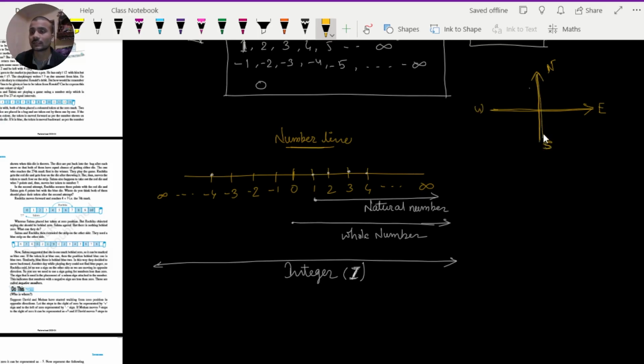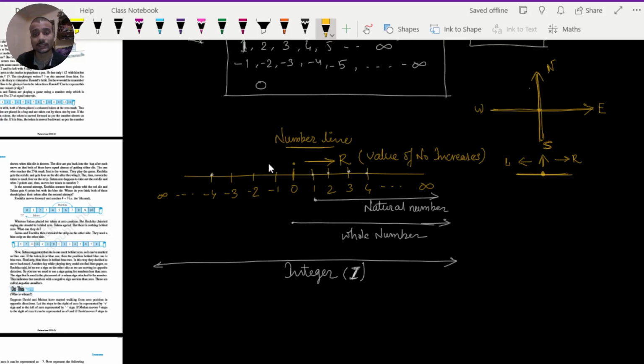Or if you are drawing a line here, place any point here, your direction: you are standing in front of it, so this is you, your left is the left of this point, and your right is the right of this point. So here what we see is, from 0 if we go right, the value of numbers increases.